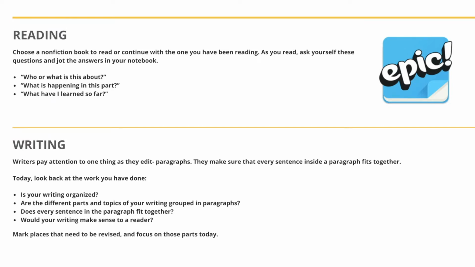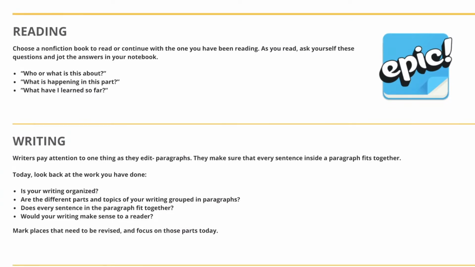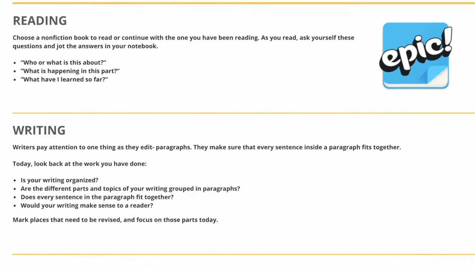Second question, what is happening in this part specifically? And third, what have I learned so far as I'm reading? Make sure that you have those answers written down in your notebook as you're reading. And of course, if you finished reading your nonfiction book early, you're welcome to go ahead and read your fiction book as well.